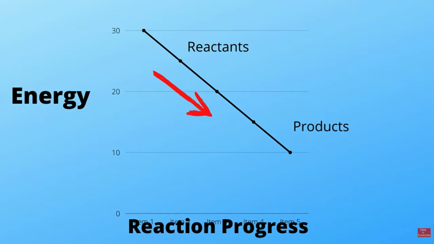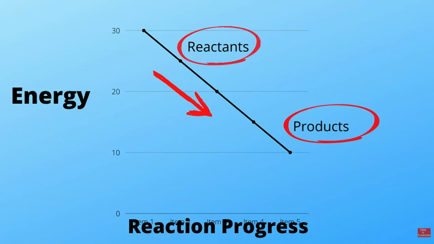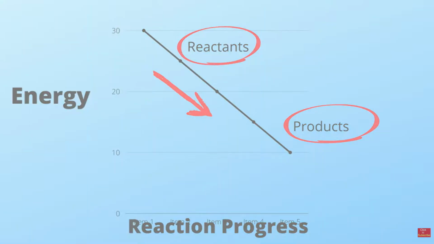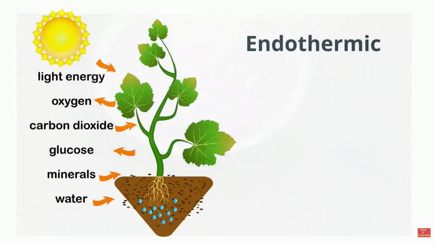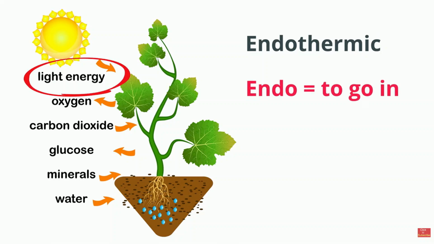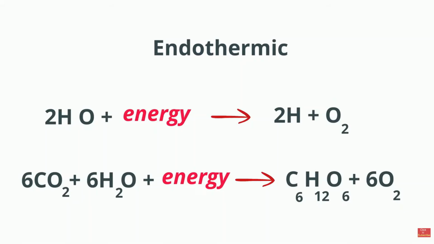An exothermic reaction can also be thought of as a downhill reaction because the products have less energy than the reactants. As a result, energy is released. An endothermic reaction is a reaction in which energy is taken in. Endo means to go in. The energy that is taken in during an endothermic reaction is sometimes written as a reactant in the chemical reaction.